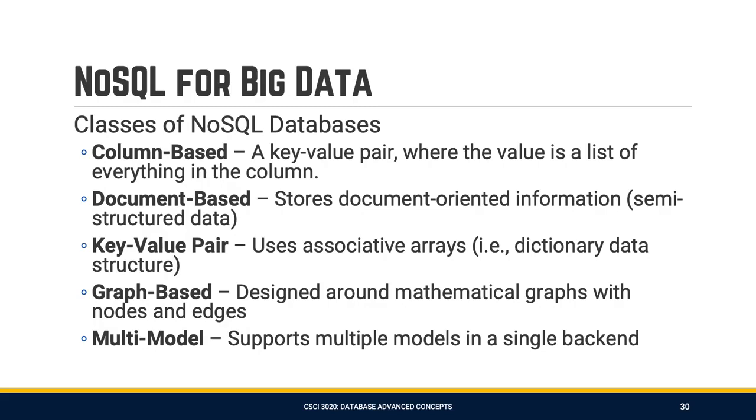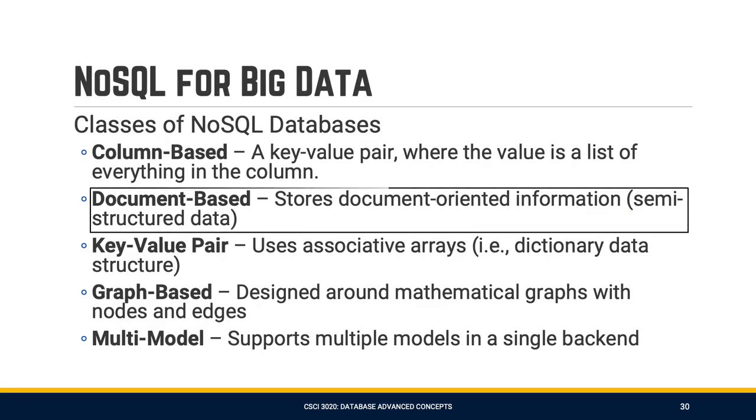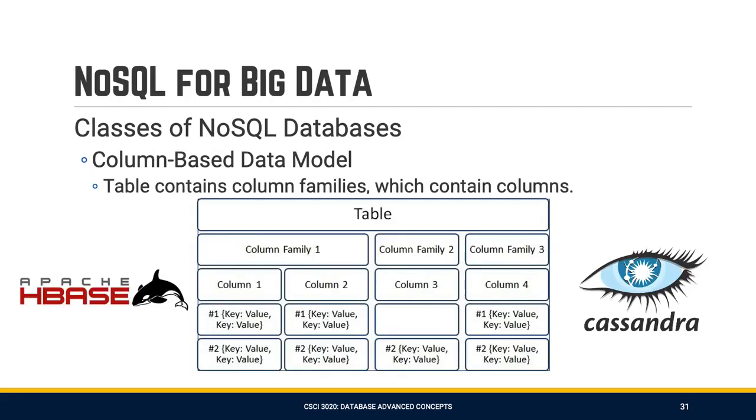Graph-based database systems are designed around mathematical graphs with nodes and edges. And then you have multi-model databases that are supportive of more than one backend. So the one that I will be focusing on in this video series is the document-based storage, MongoDB, because that is the one that we are going to be looking at in depth. But here are some examples of how each of these other ones work. Column-based data.